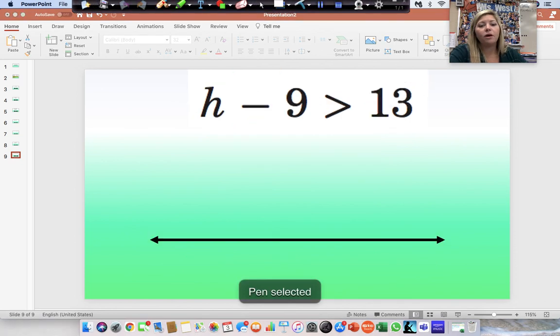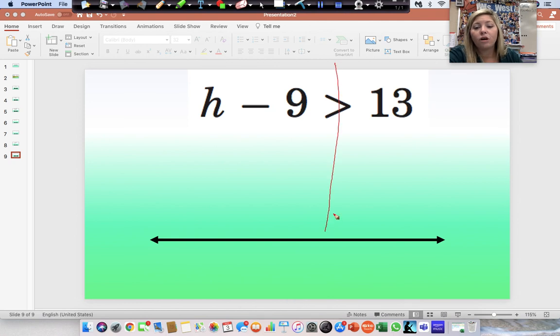Okay, and my last one. Draw my line down for my inequality sign. My variable is h. Right now, h is being subtracted from 9. I want to do the opposite of that and add 9 to both sides.